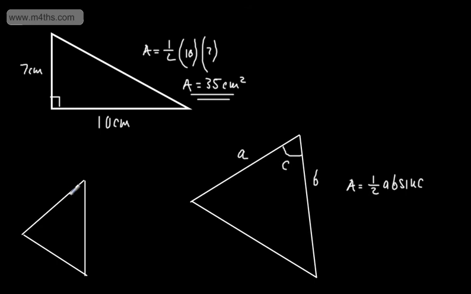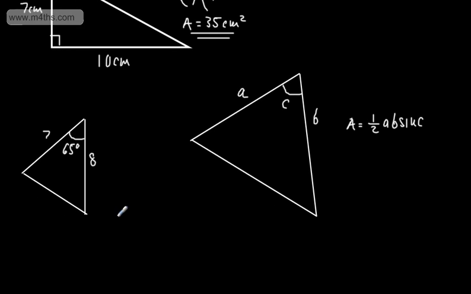Let's say that this is going to be now 65 degrees. So that's my value of C. Let's say that a is going to be 7 and b is going to be 8. It doesn't matter which you call a and b. All we're going to do now is say that the area is going to be 1/2. We're going to have a, which is going to be 7. We're going to have b, which is going to be 8. And then we're going to have the sine of C, which is 65 degrees.